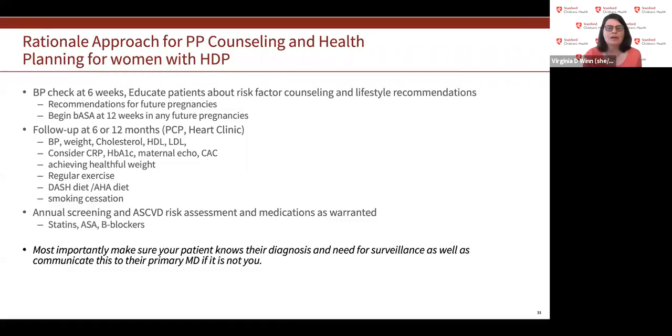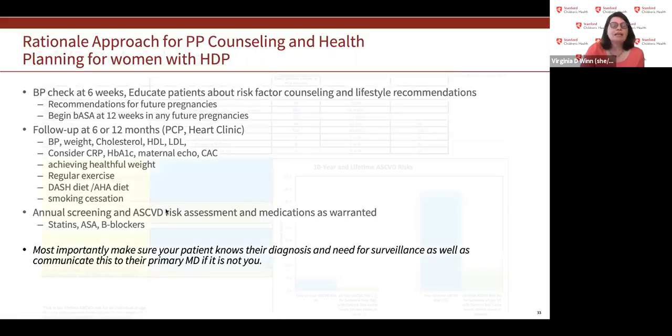We are conducting a study at Stanford where we're bringing women back 2 to 12 years after having had a preeclamptic or normotensive pregnancy. And it is not unusual for the women who had preeclampsia not to know that they had it. So I think that is probably one of the most important things: making sure your patients are aware of their diagnosis and the implications of it.